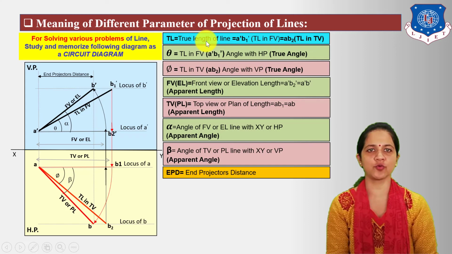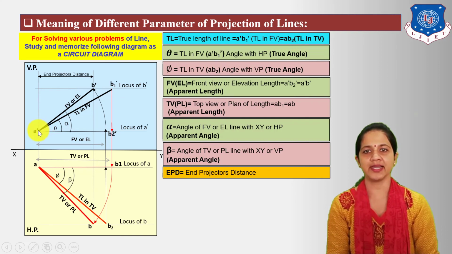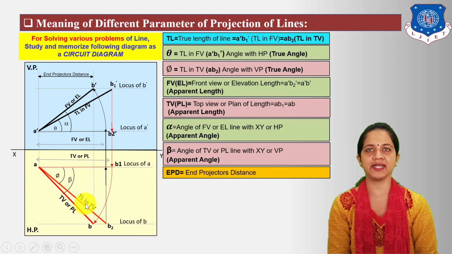TL is equal to true length of line, is equal to A dash B1 dash, true length in front view, is equal to AB2, true length in top view. Here you can see A dash B1 dash, which indicates true length in front view, and AB2, which indicates true length in top view.